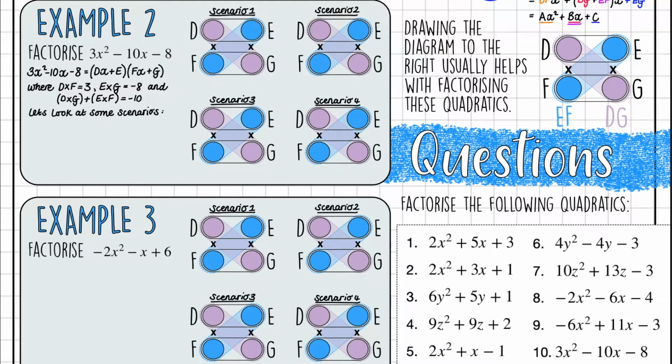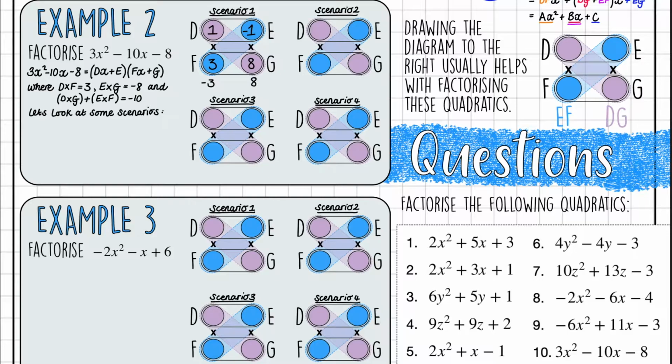Scenario 1. We know that df must equal 3, so how about we have 1 and 3? We also know that eg must equal minus 8, so what about this? Minus 1 and 8. So we've satisfied our first two rules. What about the third? We need to have dg plus ef equal to minus 10. Remember, dg can be worked out multiplying the numbers on this diagonal, and ef can be worked out multiplying the numbers on this diagonal. So dg is 1 times 8, which is 8, and ef is minus 1 times 3, which is minus 3.